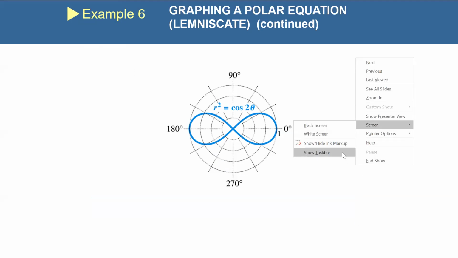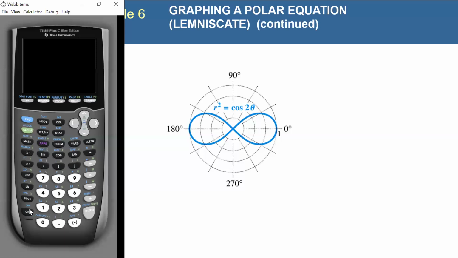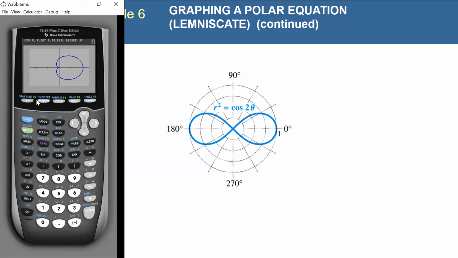So when I go to screen, I'm going to go over here, my graph. I'm going to go to y equals, which is right now r equals. And I'm going to put in square root of cosine 2 theta. And then I'm going to put in negative square root of cosine 2 theta. And I'm going to hit graph. Little bow tie.